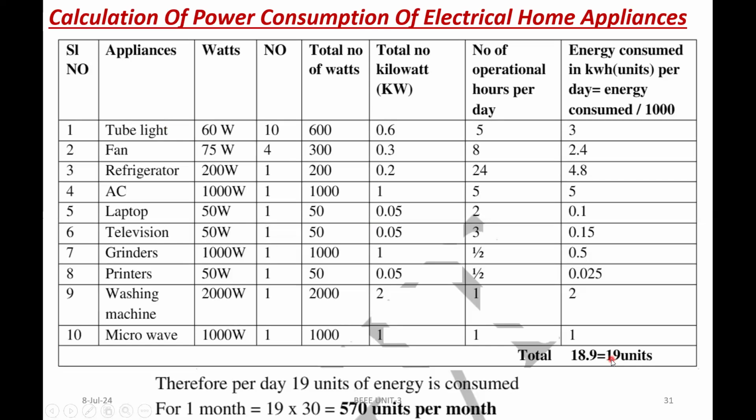Normalize the things into 19 units. Therefore, per day, they consume 19 units of energy. For the duration of 1 month, it's approximately 19 into 31 or 30, so they consume some 570 units per month. It's a simple calculation. Just make it wattage into hours, just blindly multiply that. We get the energy consumed, we get the units, and we can multiply that into the total number of units per month. This is the calculation of the electricity bill for household appliances.